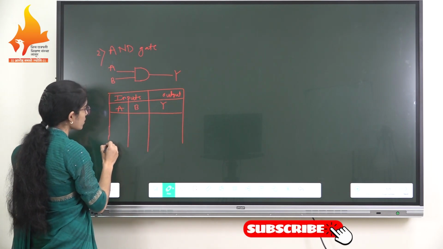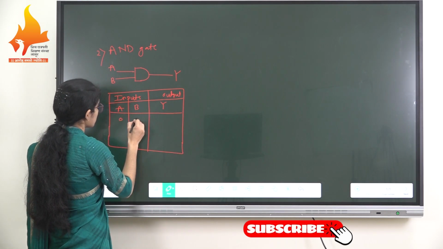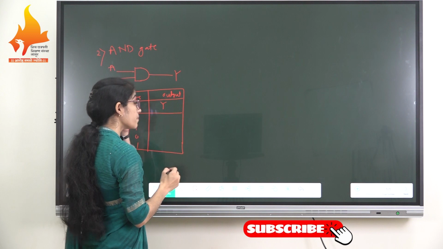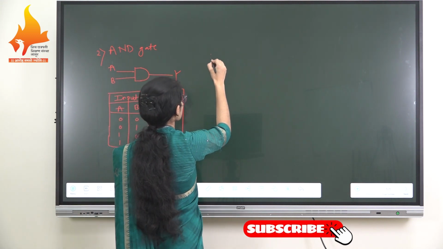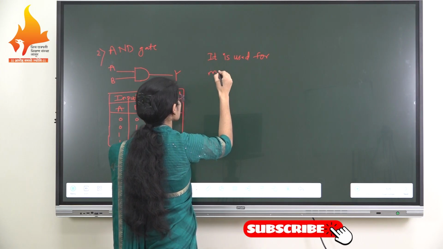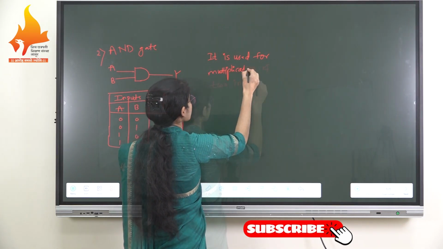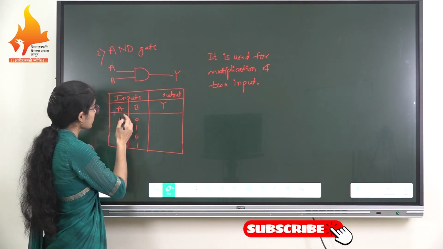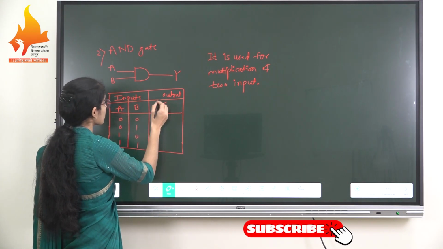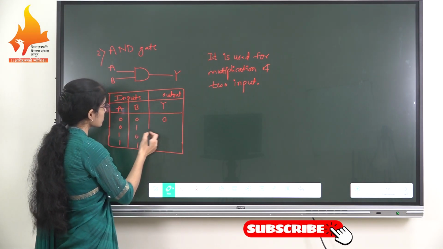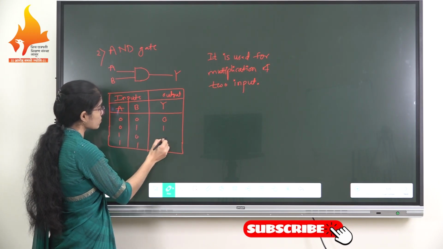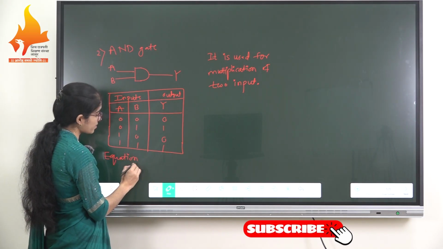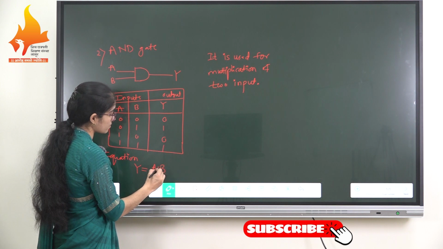Here the combinations for two inputs are 0 0, 0 1, 1 0 and 1 1. The main use of the AND gate is multiplication of two inputs. That means it produces the multiplication output. Then multiplication of A into B: 0 into 0 is 0, 0 into 1 is 0, 1 into 0 is 0 and 1 into 1 is 1. Hence the equation for the AND gate is Y equals A into B.